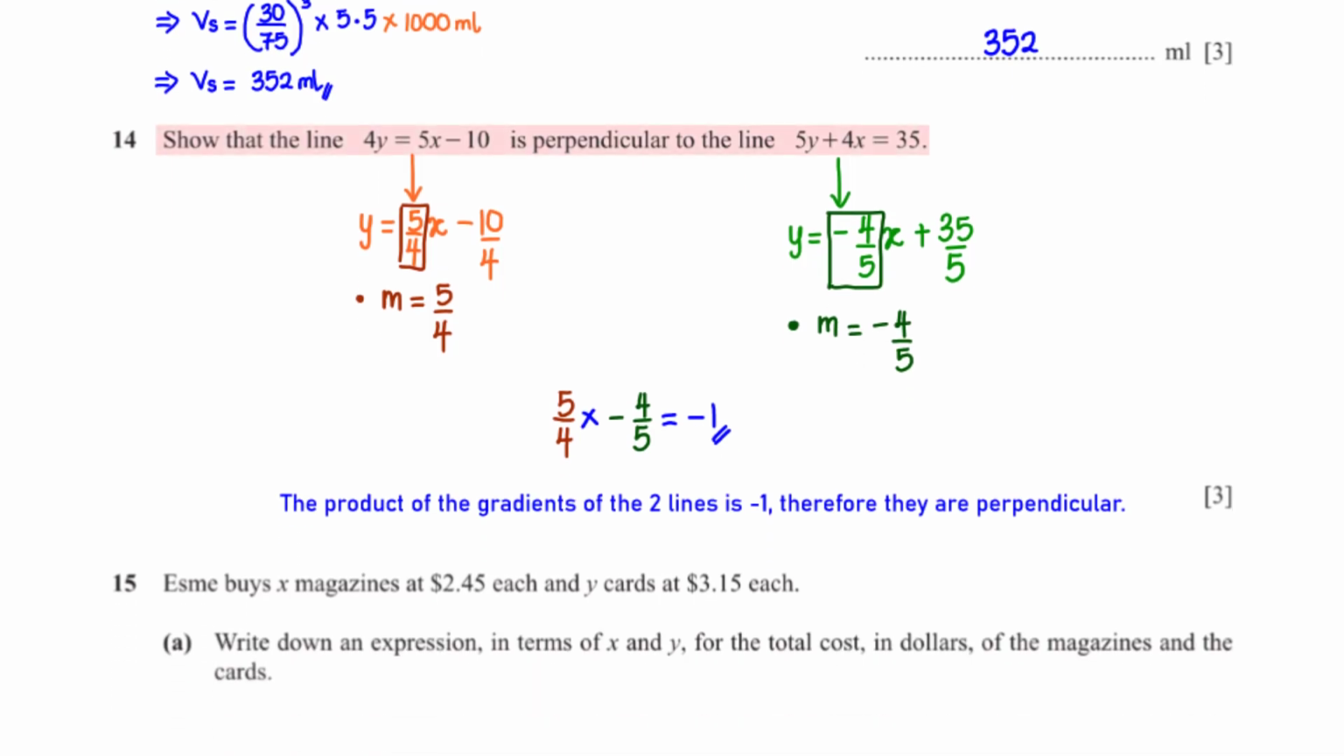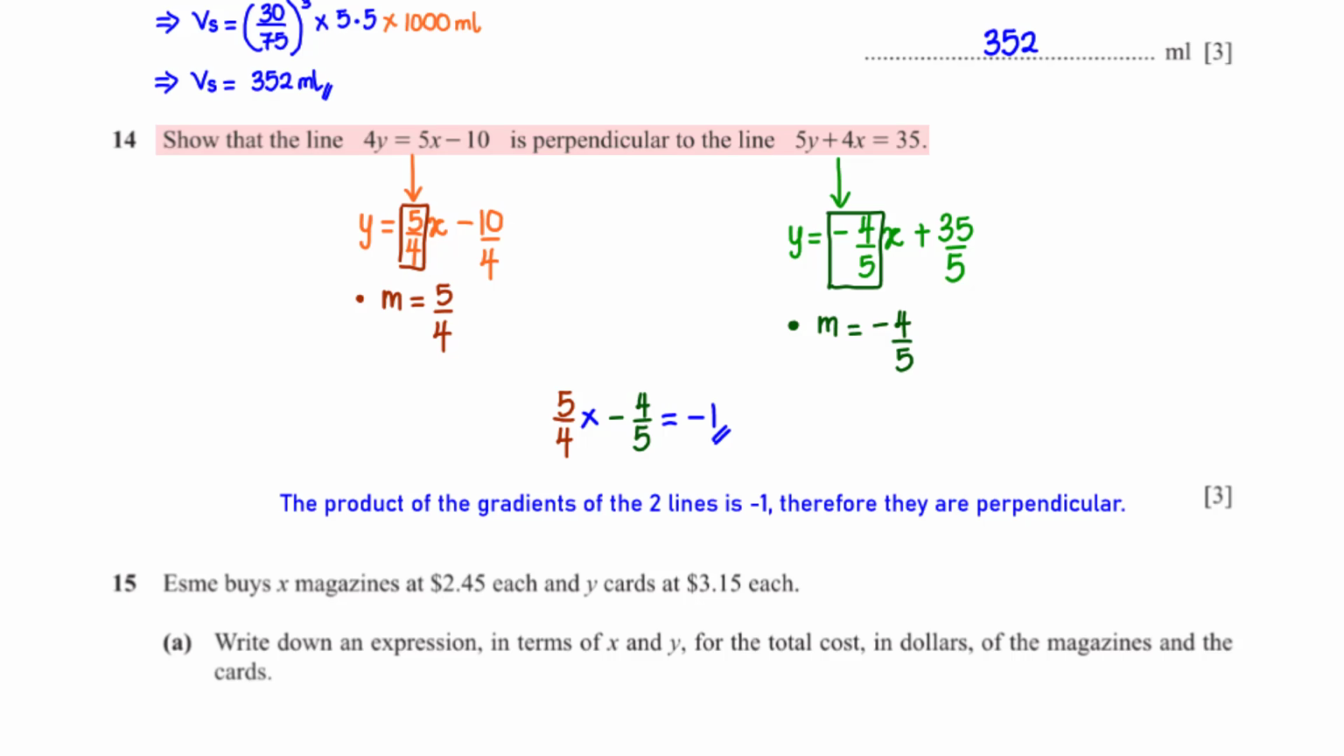Show that the line 4y equals 5x minus 10 is perpendicular to the line 5y plus 4x equals 35. We can get the first equation in the form y equals mx plus c by dividing through the equation by 4. This gives us y equals 5 over 4x minus 10. The gradient m of the line is the coefficient of the x term, which is 5 over 4.